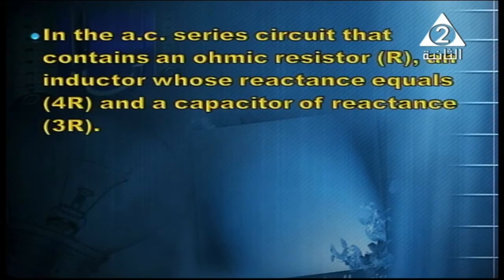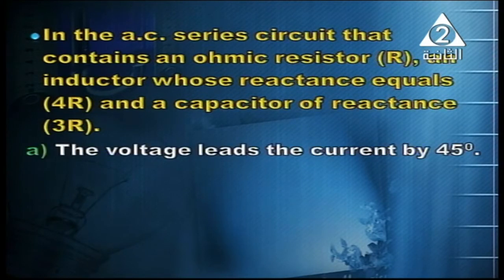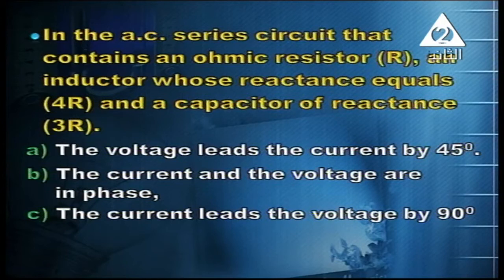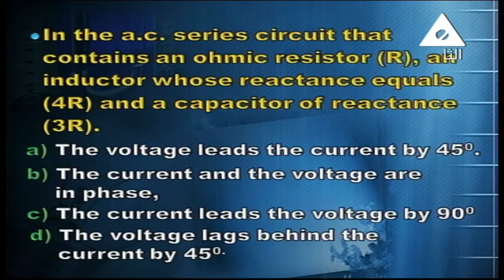In the AC series circuit that contains an ohmic resistor R, an inductor whose reactance equals 4R, so XL equals 4R, and XC equals 3R. Choices: the voltage leads the current by 45, the current and the voltage are in phase, the current leads the voltage by 90, the voltage lags behind the current by 45.